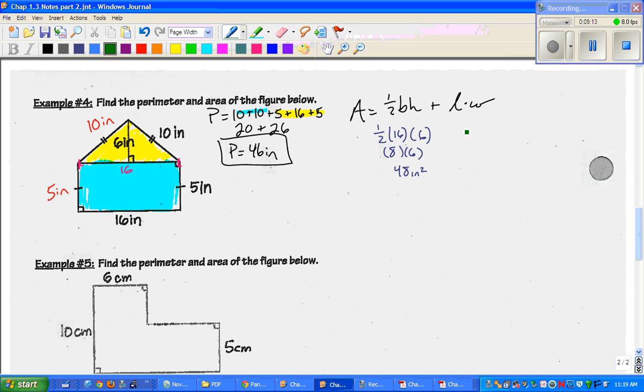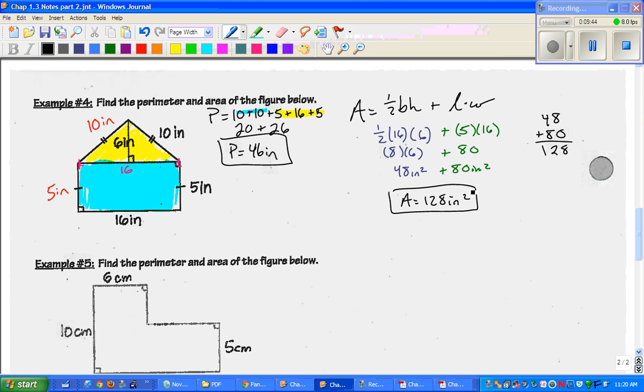Okay, now length times width, we're going to have 5 times 16. You can use your multiplication charts for that. And you get 80 inches squared. Add those 2 numbers up. If you need to do work on the side, 48 plus 80. Area equals 128 inches squared. Whew, that wasn't too bad.